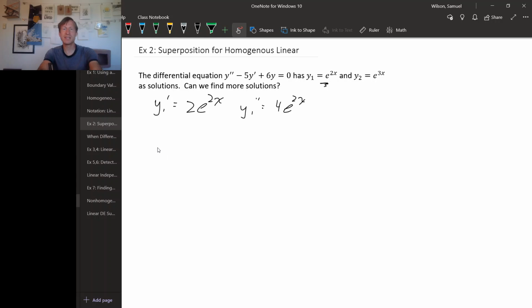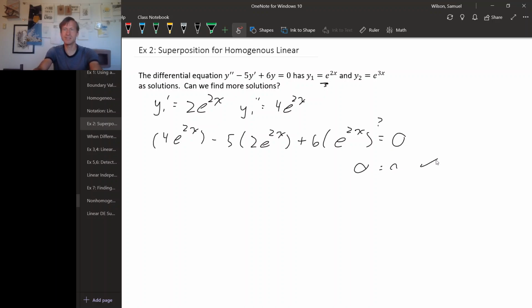So plugging everything into the differential equation, we get 4e to the 2x minus 5 times, and then plug in y prime, that's 2e to the 2x, plus 6 times y itself, and that's e to the 2x. And this is supposed to be 0, and if you add all of these up, you do get 0. So good. This is a solution to the differential equation. The same sort of thing happens for y sub 2.